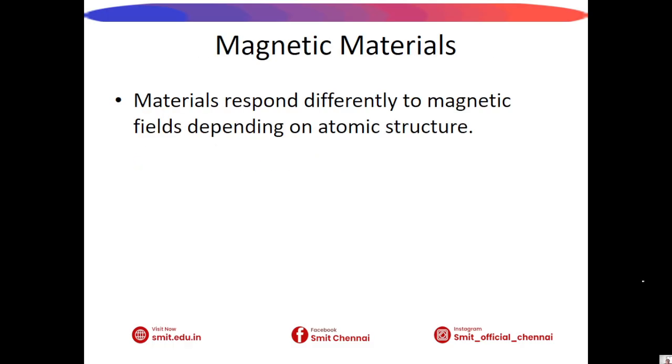Next, we see the magnetic materials. Different materials respond differently when placed in a magnetic field. This behavior depends on the arrangement of electrons within the atoms of the material. Based on their response, materials are classified into three main categories: diamagnetic materials, paramagnetic materials, and ferromagnetic materials. These materials have different permeability values and magnetic properties.